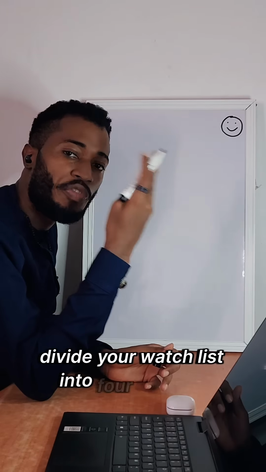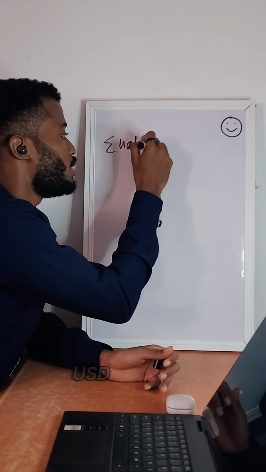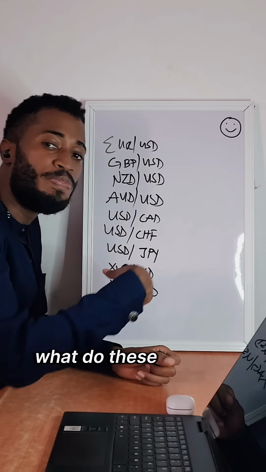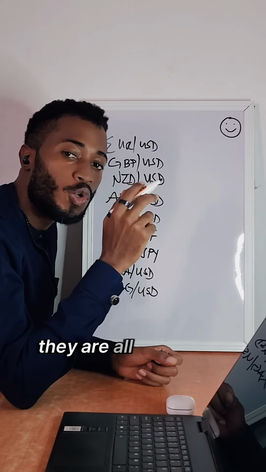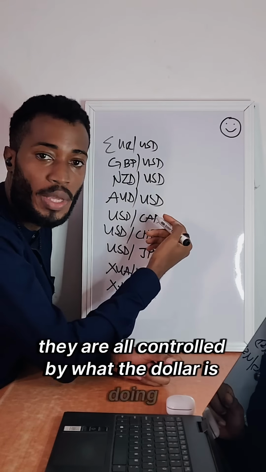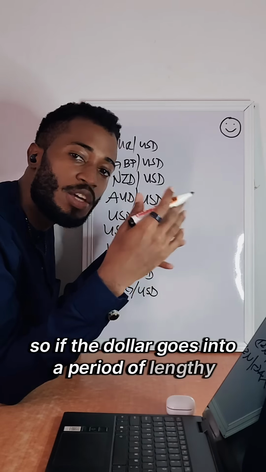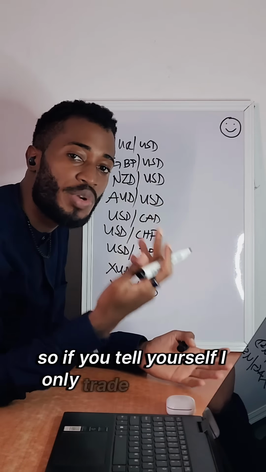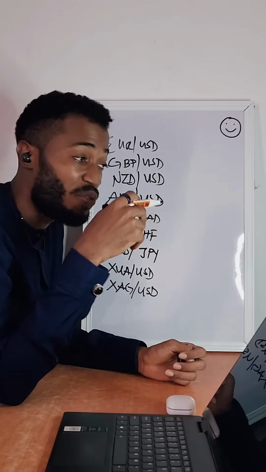Divide your watch list into 4 buckets. The following pairs: EUR/USD, GBP/USD, along with gold and silver. What do these pairs all have in common? They are all controlled by what the dollar is doing. So if the dollar goes into a period of lengthy consolidation, all these pairs are going to behave in an erratic manner. So if you tell yourself, I only trade the majors, you're automatically shortchanging yourself, sometimes for 3 months at a stretch.